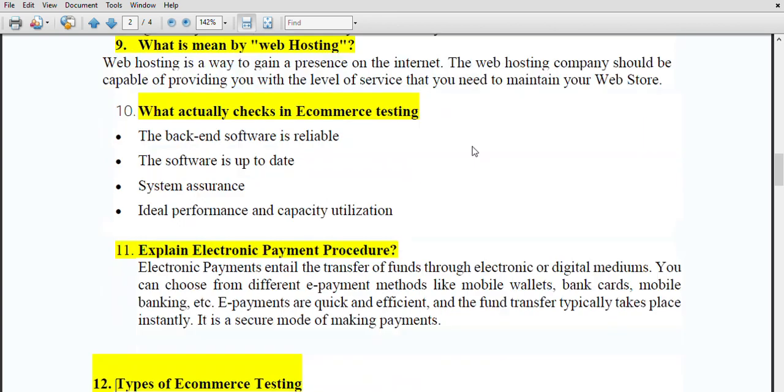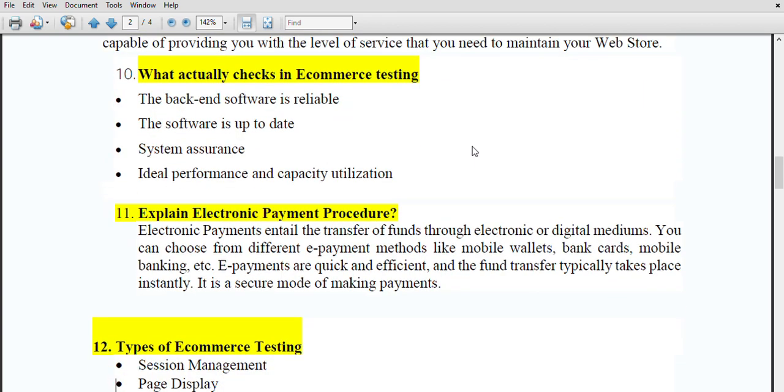Then the next is, what is meant by electronic payment? Electronic payment means you are transferring funds through electronic and digital media. You can choose different e-payment methods like mobile wallet, bank cards, mobile banking, which are very quick and efficient ways to transfer funds. So in the electronic payment procedure, what happens? The merchant submits the credit card transaction to the payment gateway. Then the payment gateway receives the information, cross-checks that particular card information and processes it, and the fund is transferred from the client side to that particular account.